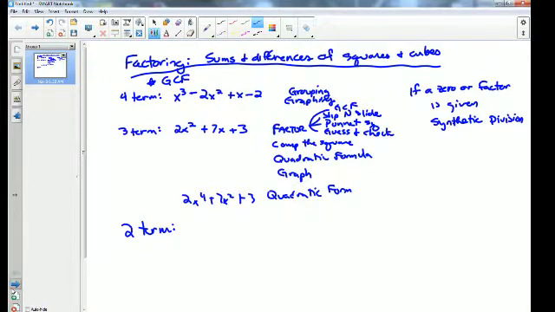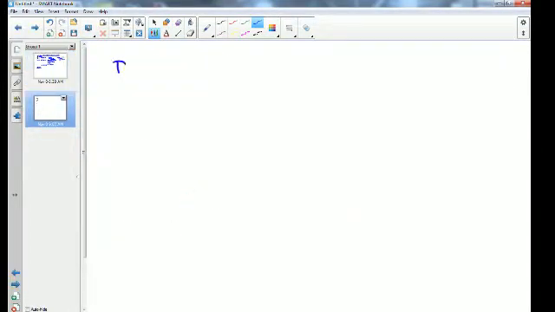So, okay, 2 terms. We are looking at something like this. This is called the difference of 2 squares. You got the difference of 2 math nerds. It's probably going to look familiar. It's the cubics that you probably haven't seen yet.